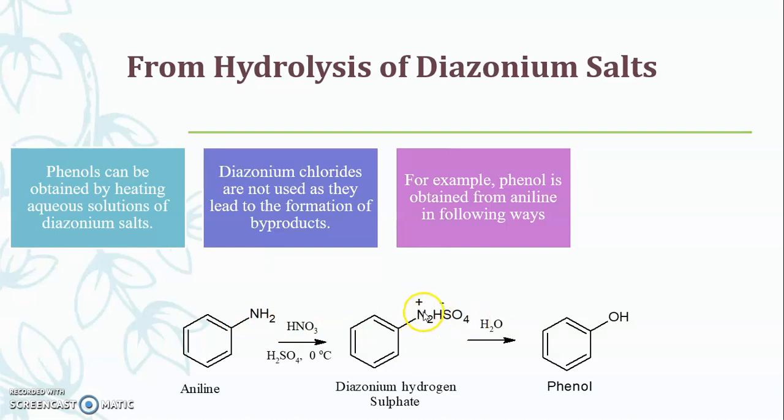Here the two nitrogen atoms are triply bonded to each other, that is N triple bond N. That's why one nitrogen atom has a positive charge. This is known as the diazonium salt. As we have utilized sulfuric acid here, it is known as diazonium hydrogen sulfate. As we know, diazonium chlorides are not utilized here. If we use HCl instead of sulfuric acid, we will get the diazonium chloride.